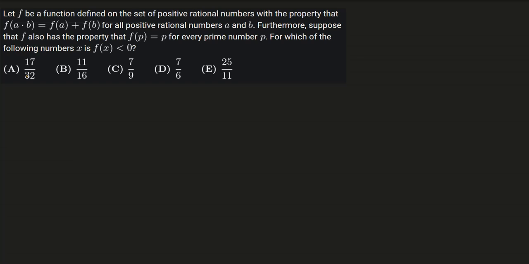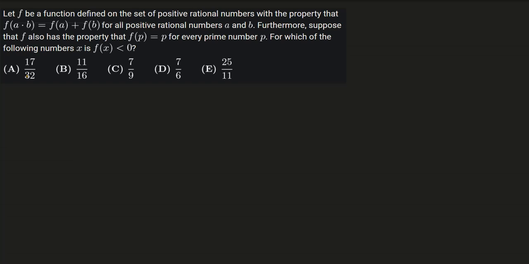Let's look at the problem together. Let f be a function defined on the set of positive rational numbers with the property that f of a times b equals f of a plus f of b, for all positive rational numbers a and b. Furthermore, suppose that f also has the property that f of p equals p for every prime number p. For which of the following numbers x is f of x less than 0?